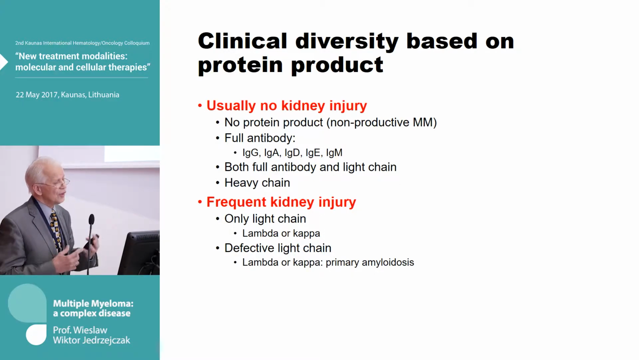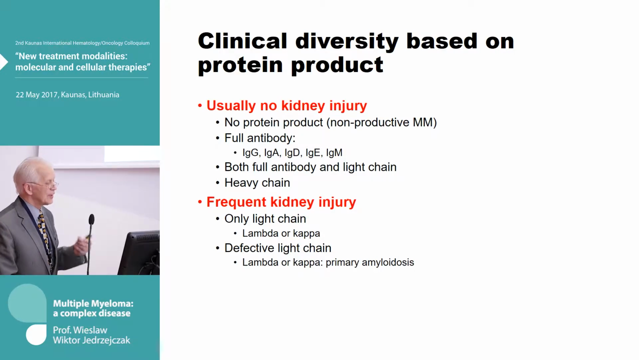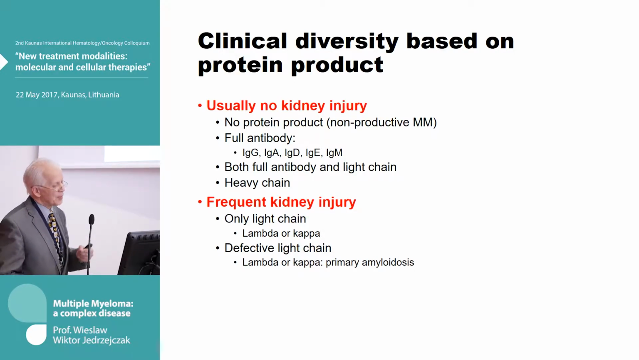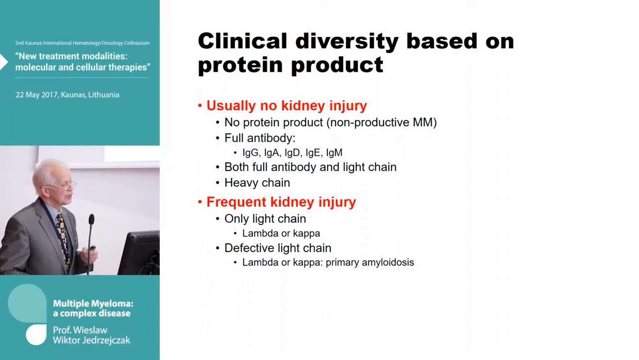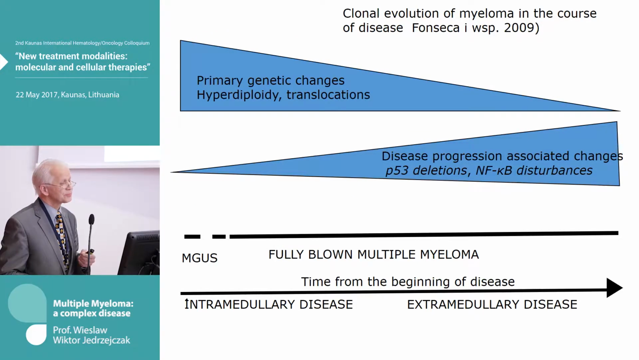And of course, kidney injury usually does not occur when there is no protein product, or when there is a full antibody produced, or when there is heavy chain produced only. But if only light chain is produced, it is quite routine that it is present. And if there is a defective light chain leading to primary amyloidosis, it also produces kidney injury, but by a slightly different mechanism than simple light chain overproduction.